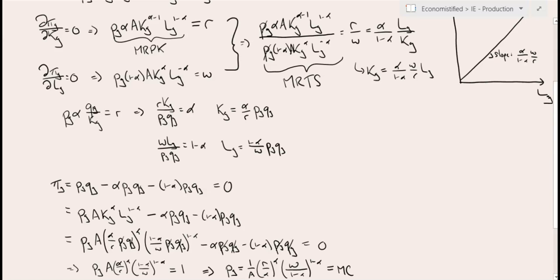So we have the result that we expect under competitive markets, which is that price is equal to marginal cost.